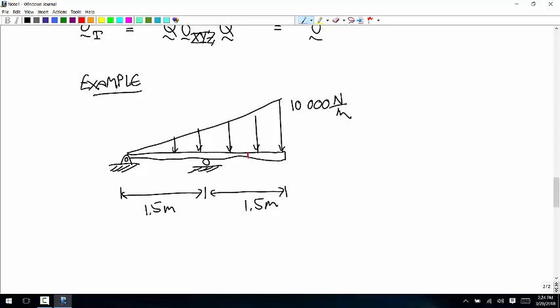Well, the distributed load, yeah, probably distributed load, but that's not 80% chance of a distributed load. It's lower.